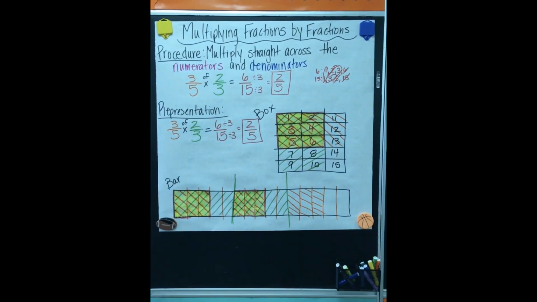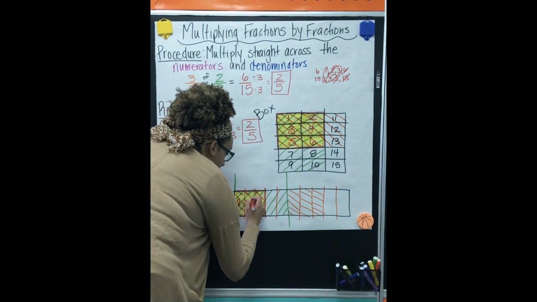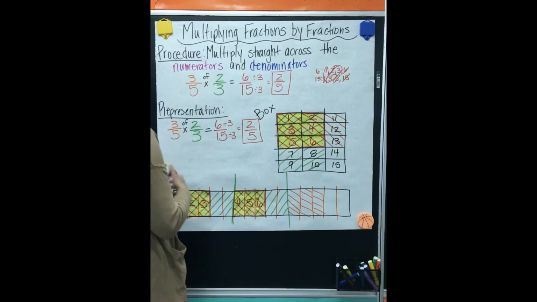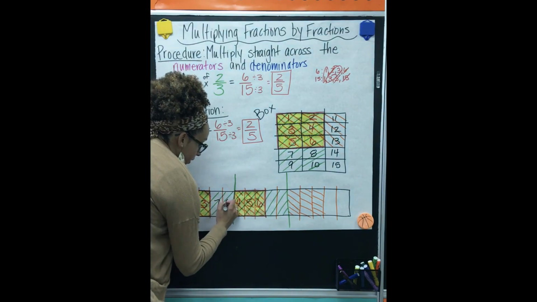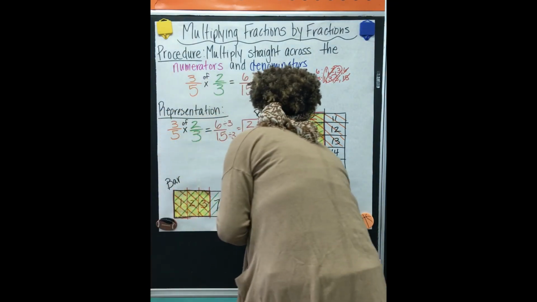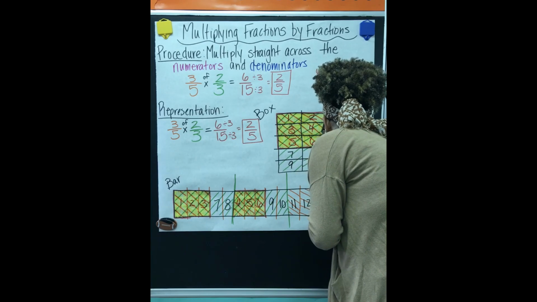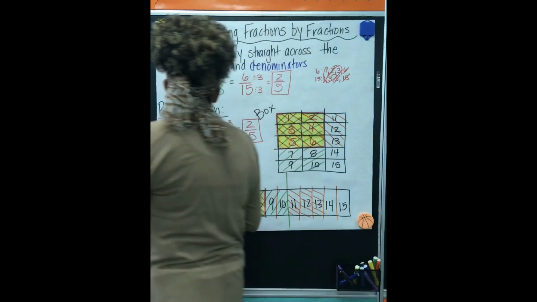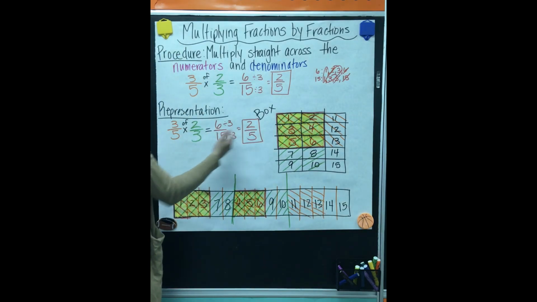And when we observe this, we notice that we have 1, 2, 3, 4, 5, 6 pieces out of 7, 8, 9, 10, 11, 12, 13, 14, 15. So we have 6 pieces out of 15, which is 6/15, which simplifies to 2/5. So that's how you model on a box and a bar.